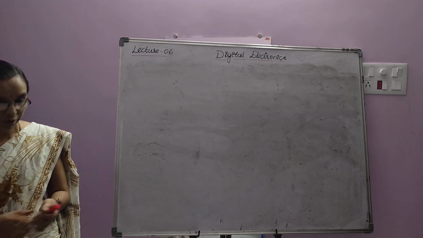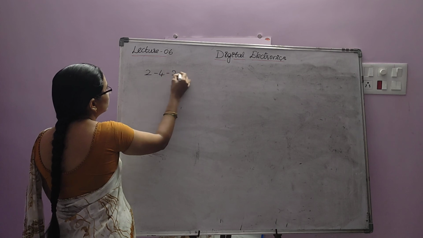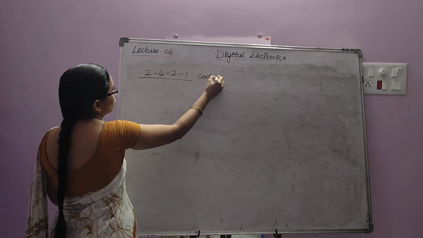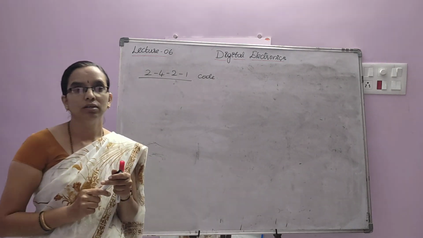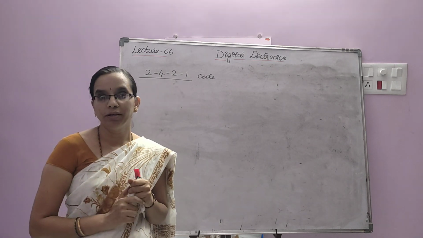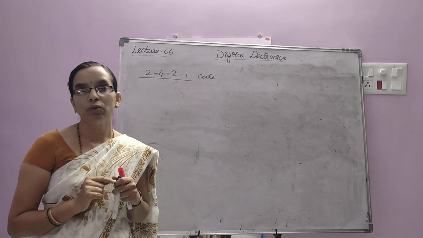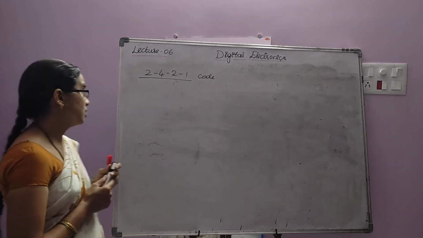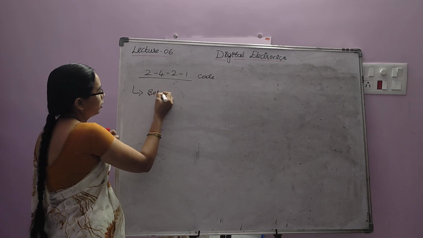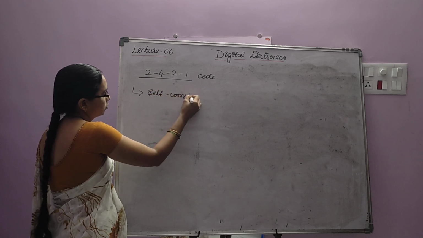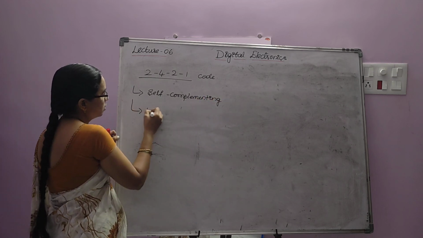Let us look into one more coding system, that is 2421 code. In BCD, we have studied 8421 code, which was a weighted code and not self-complementary. Then we studied XS3 code, which was self-complementing code but not a weighted code. Whereas 2421 code is a self-complementing code as well as a weighted code.